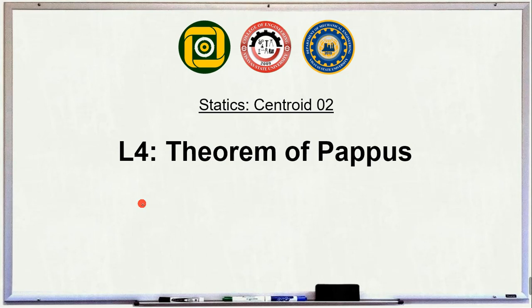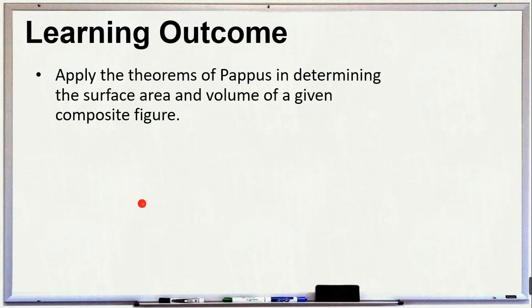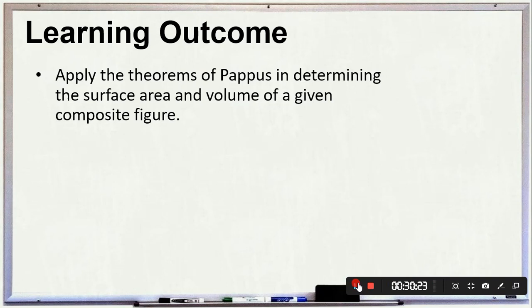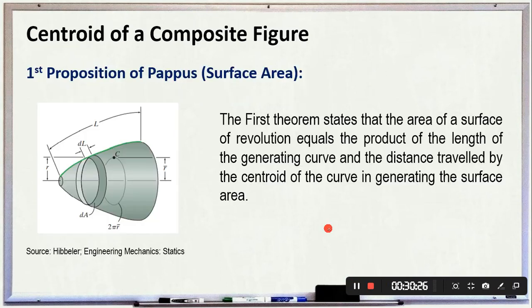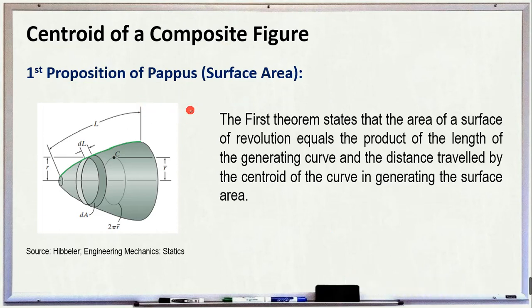Final lesson for this topic is all about the theorem of Pappus. By the end of this lesson, you'll be able to apply the theorems of Pappus in determining the surface area and volume of a given composite figure. Okay, centroid of a composite figure, applying the theorems of Pappus. So let's start with the first proposition of Pappus.